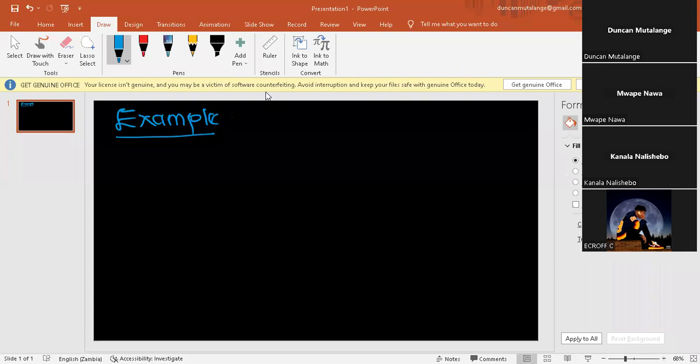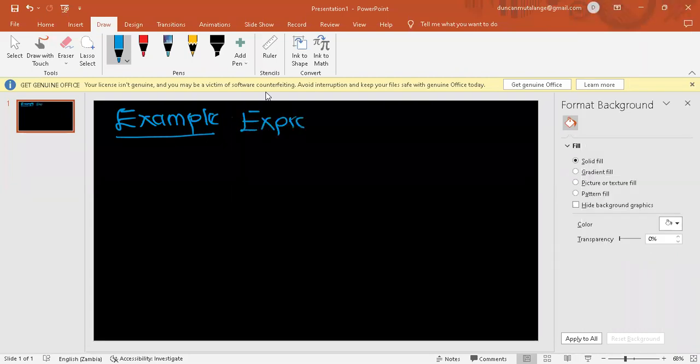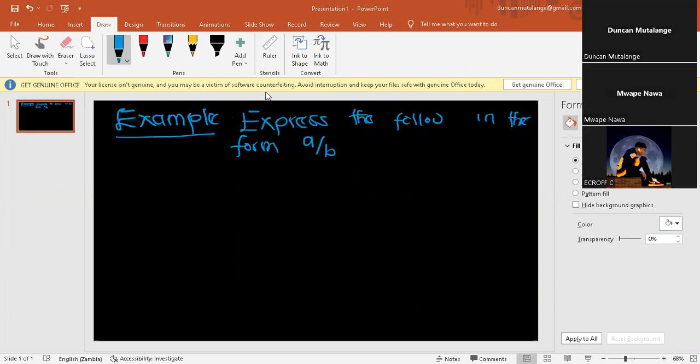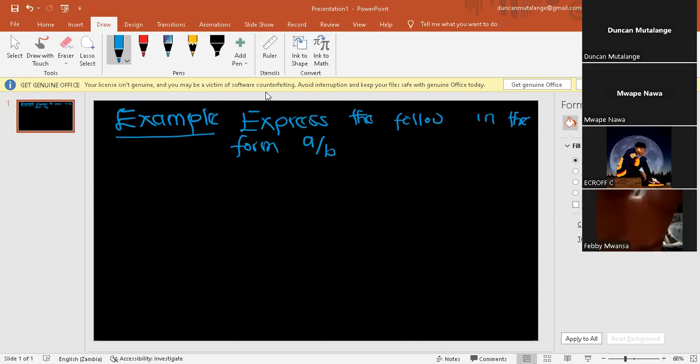So just write: express the following in the form A over B. Usually this is the way that you're going to be given, and I believe it was the exact way that it's going to come. I believe this question, obviously, will be in your test. So I'll try by all means to be as fast as I can so that I can finish up everything.